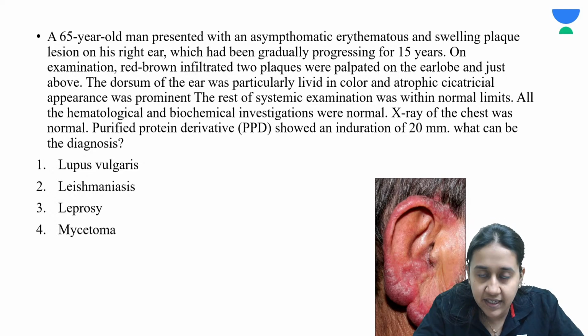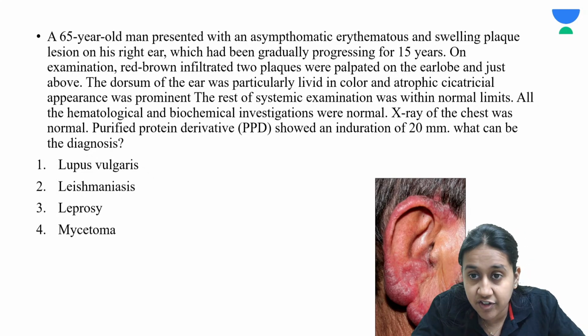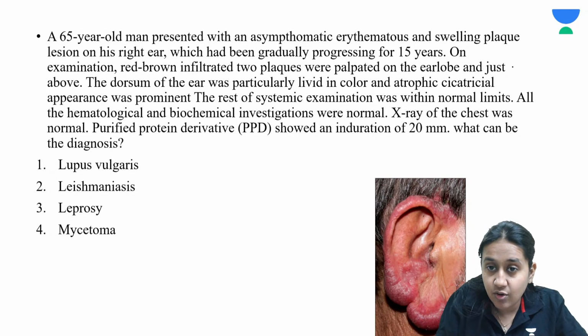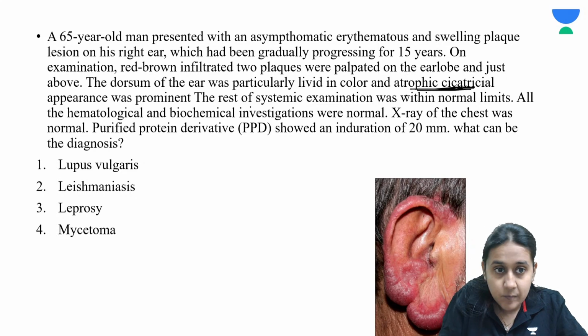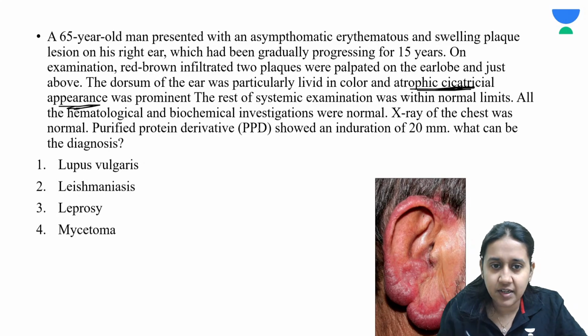A 65-year-old man with asymptomatic erythematous swelling on the right ear, which has been gradually progressing for 15 years now. On examination, we see some infiltration on the earlobe, and there is atrophic cicatricial scarring. So this is something very important.